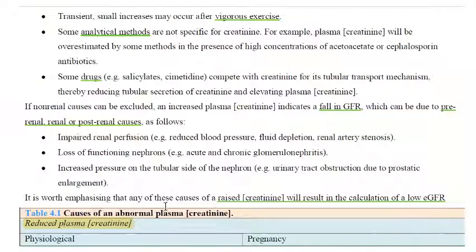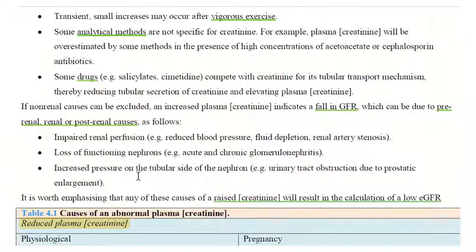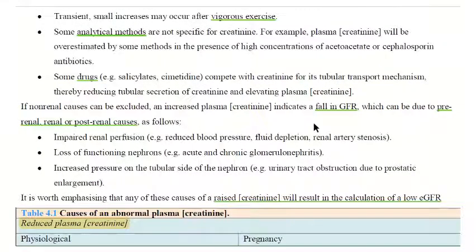أي من هذه الأسباب of a raised creatinine concentration will result in the calculation of a low eGFR. إذن أي من هذه الأسباب اللي يكون بها fall in GFR واللي قد تكون لأسباب pre-renal or renal or post-renal راح تؤدي إلى الزيادة بالكرياتينين concentration وأيضا will result in the calculation of low eGFR.